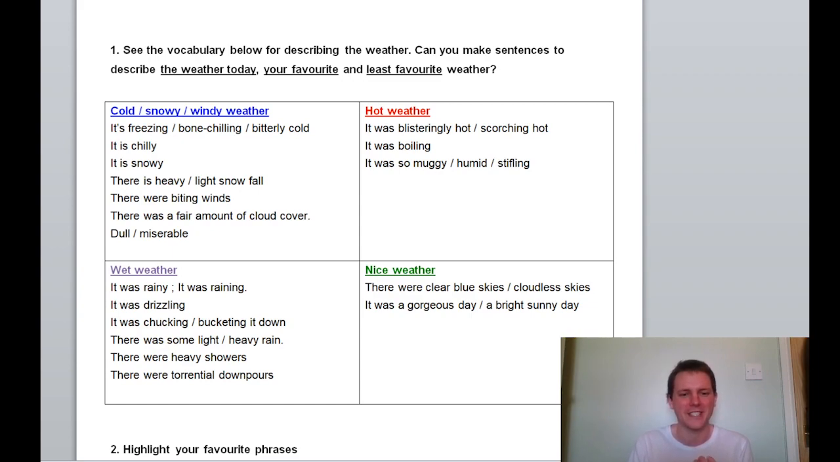Sounds like a bit of a contradiction in terms, but yeah, that's the kind of weather I like. What's my least favorite kind of weather? When it's chucking it down, when it's bucketing it down, when it's really heavy rain, when it's freezing. Yeah, I don't like that kind of weather. That's my least favorite kind of weather. Cool. Alright, let's move on then.